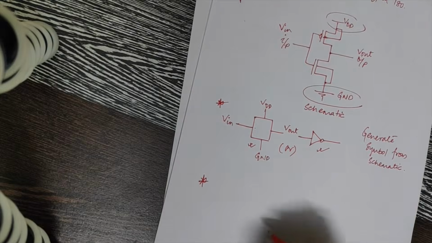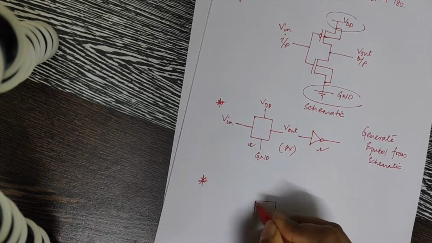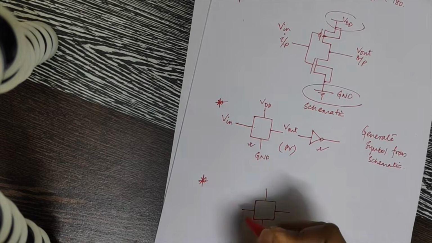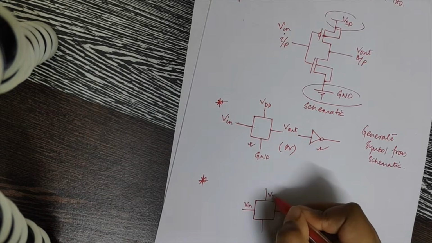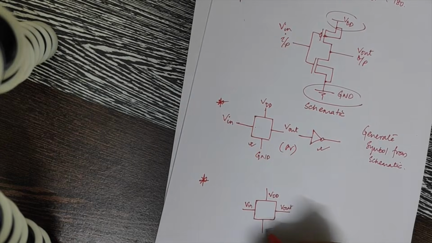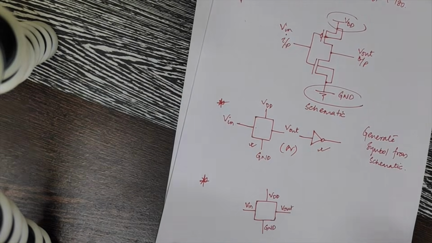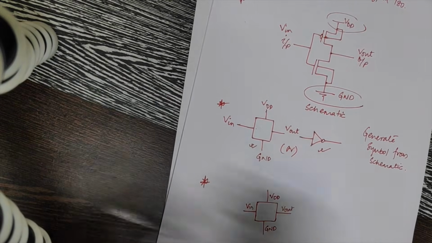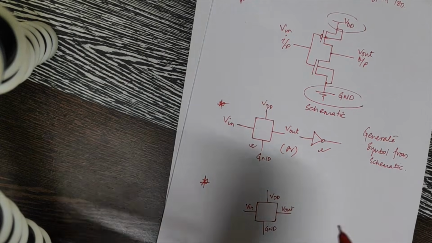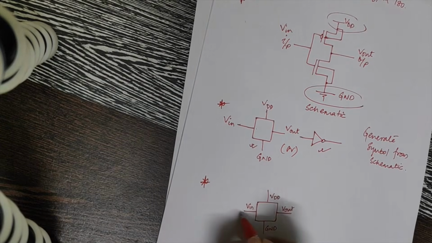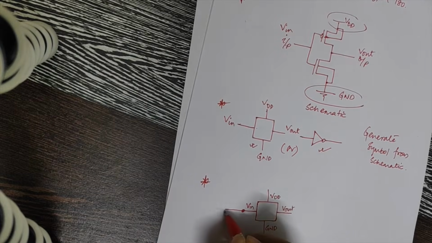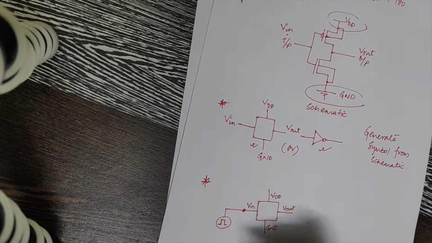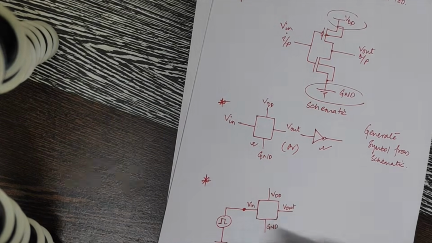Testing the symbol. So let's suppose this is the symbol that we designed: V in, VDD, V out and ground. These are the pins. Testing the symbol means what? If you want to test something, you need to give some proper voltages. So in V in, what we will do? We will give a proper voltage source.